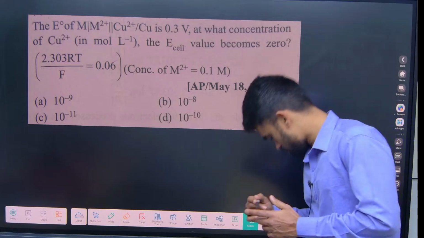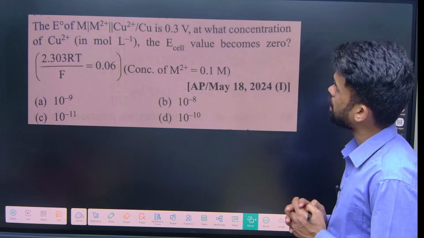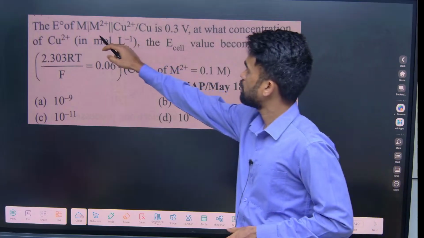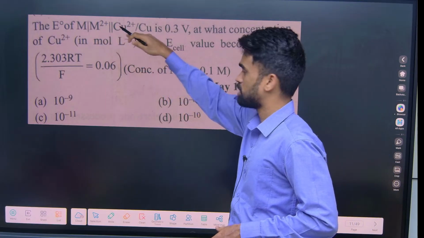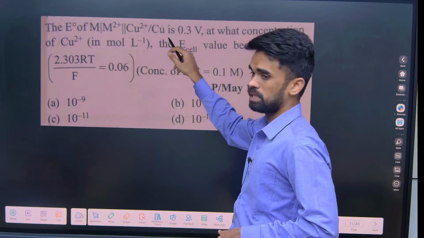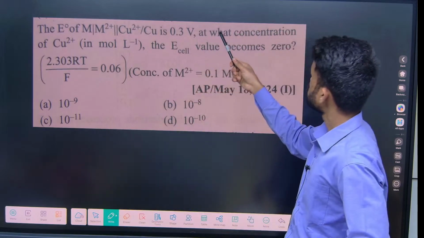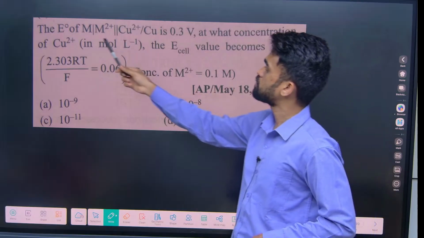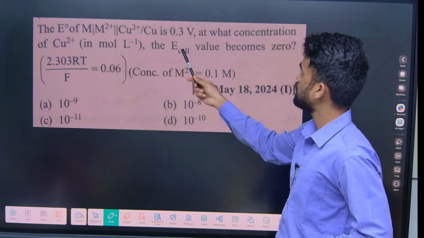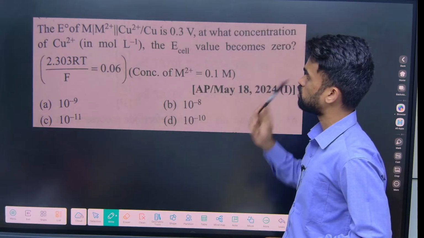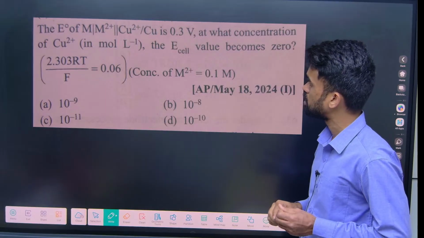The question says the standard electrode potential of M converting to M plus 2 in the cell is 0.3 volt. Okay, this is the cell potential, the standard electrode potential. At what concentration of Cu plus 2 does the E cell value become 0? They are saying the E cell value should become 0.